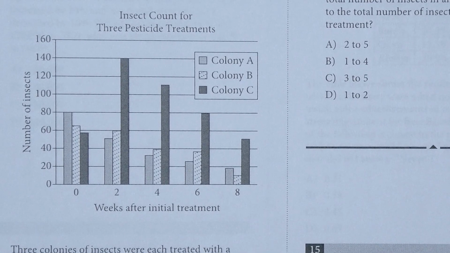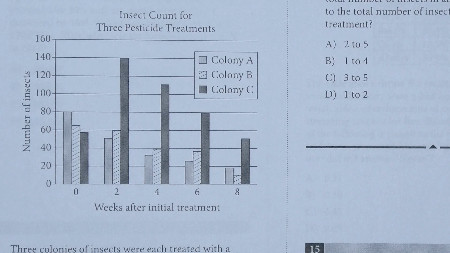For questions 13 and 14, we're going to refer to the following information. 3 colonies of insects were treated with different pesticides over an 8-week period to test the effectiveness of 3 pesticides. Colony A, B, and C were treated with pesticide A, B, and C, respectively.